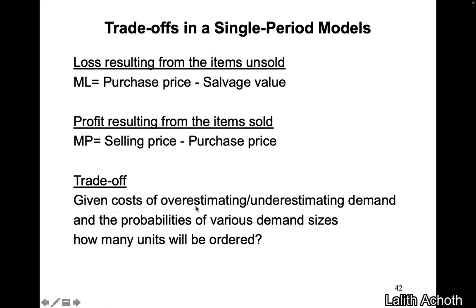Given cost of overestimating, underestimating demand, and the probabilities of various demand sizes, how many units will you order? This happens because you're not estimating the demand and the supply properly, and that is why you should take that into consideration in single period models. Please see ML, purchase price minus salvage value, MP, selling price minus purchase price. Both are positive. Purchase price will always be higher than salvage value. Selling price will always be higher than purchase price.